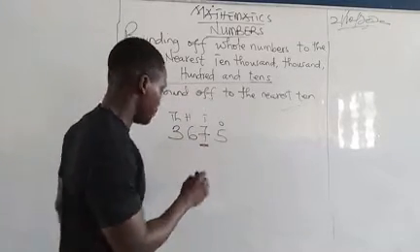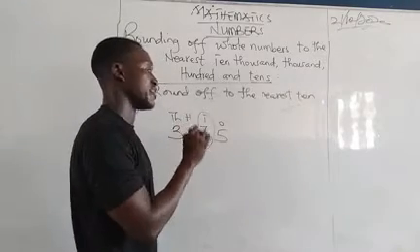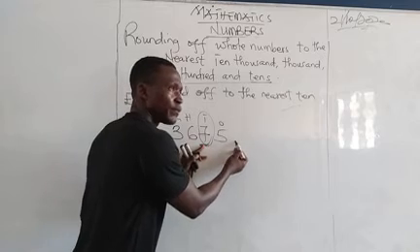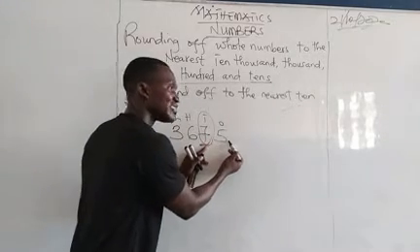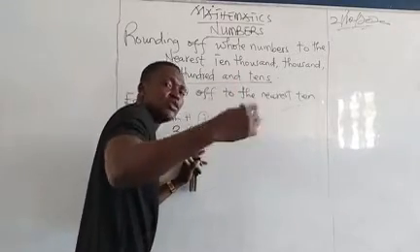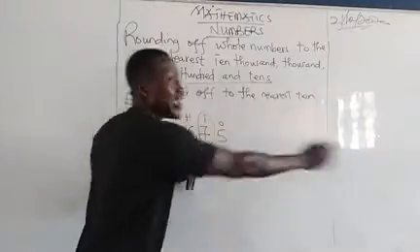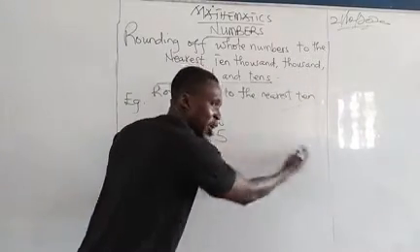So now we are going to focus on the 7. Then we check the number in front of that 7, not this one, in front of that 7. If the number is 5 and above, from 5, 6 to 9, you add 1 to this, then you make the rest 0. You add 1 to this, then you make the rest what?